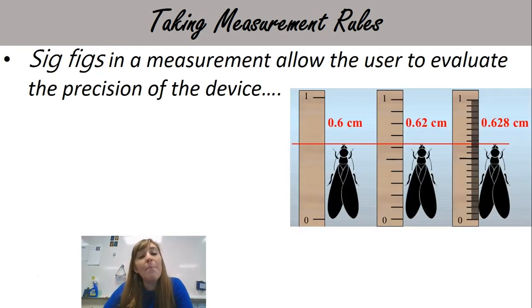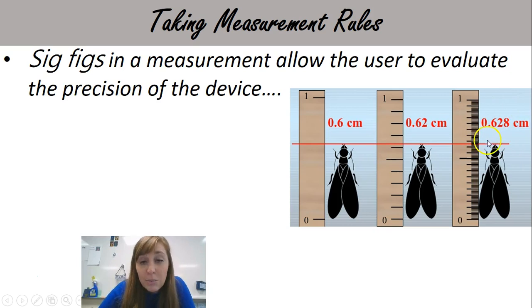All right, the second part of that statement was sig figs in a measurement allow the user to evaluate the precision of the device. So this is the same bug. I think it's a fly. I'm not a bug person though. And if you look at it, it's going to be obviously the same length. It's not like the bug changed, but 0.6 centimeters here and 0.628.